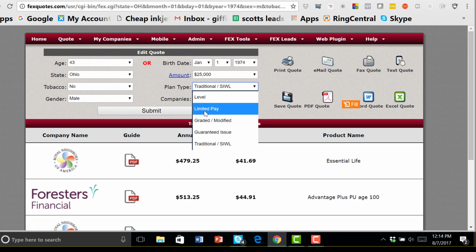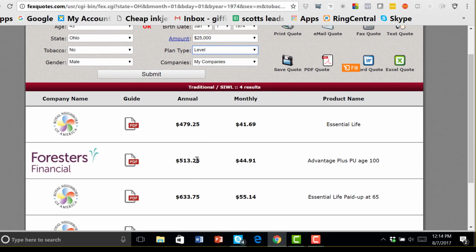So always remember to check traditional SIWL. I would check it for all of them really, just to see what pulls up. So there's a 43-year-old male, 25,000. It's always going to come down to Royal Neighbors and Foresters pretty much, and they're going to be within the same. Now, for some of you, you need to know this.